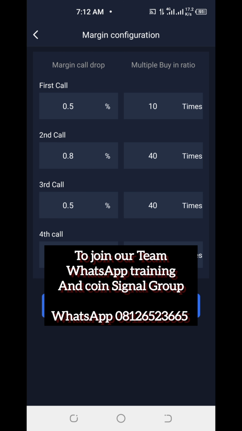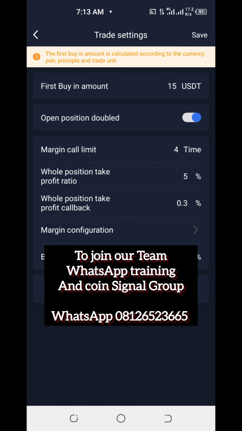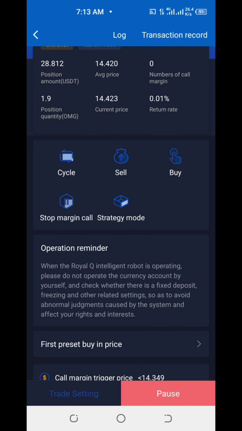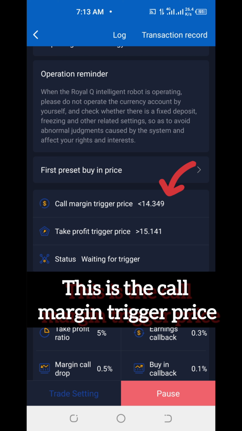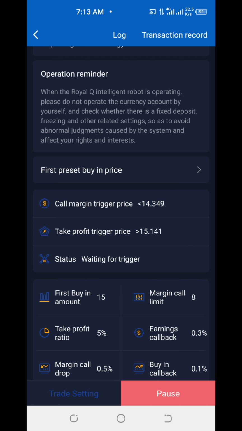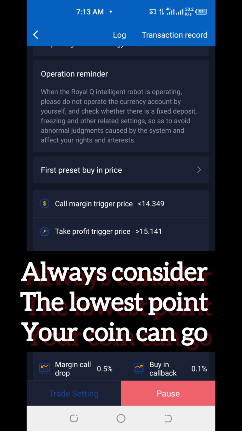So now let's go back and see what 0.5 is. We'll scroll down and you see call margin trigger price is 14.3. That is where my 0.5 is. So what if I want to buy maybe at 14.1 or 14.2? What do I do? I just go ahead and set the margins accordingly.